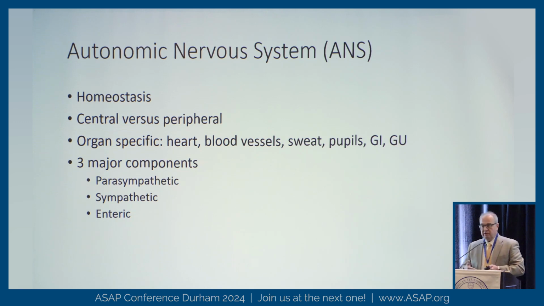And the third component is your gut, your digestive system, which actually has its own neural network. It has its own brain, but also talks back and forth to the autonomic nervous system and is important for that function.